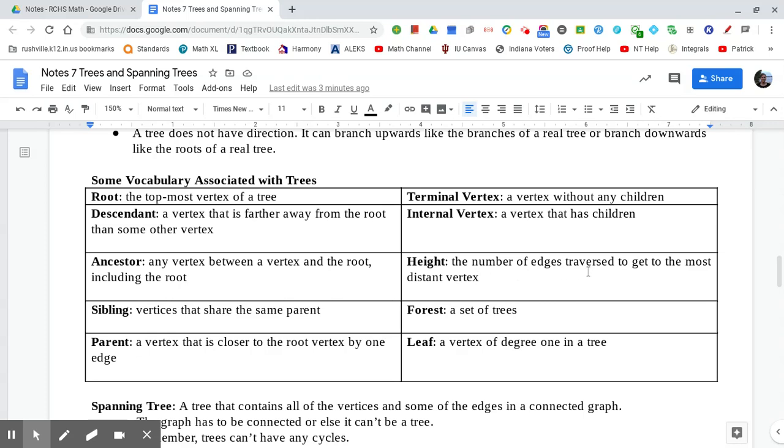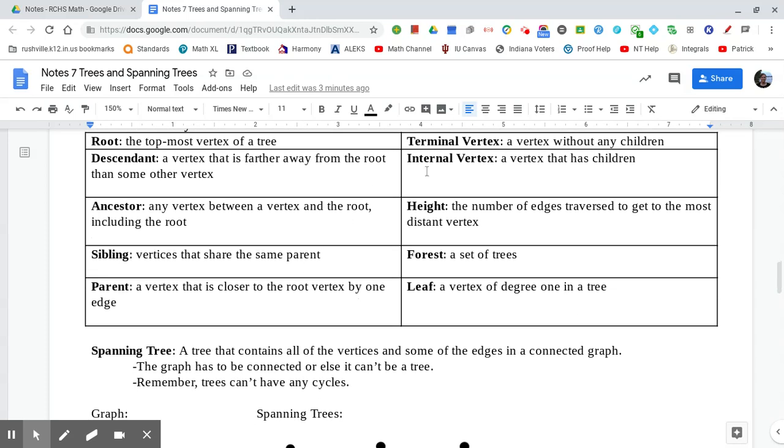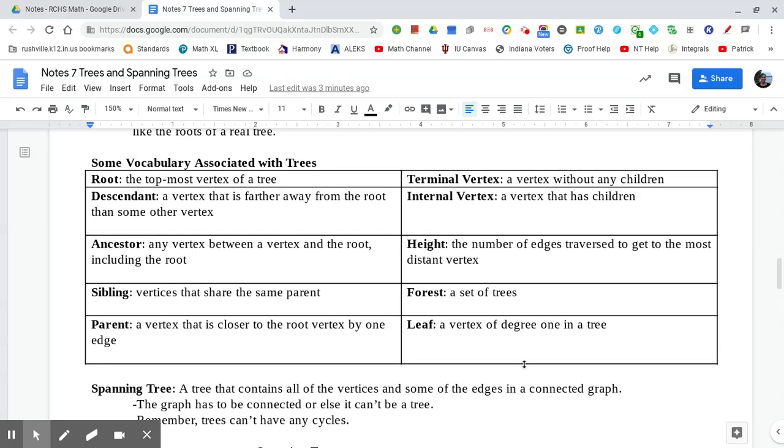Height is the number of edges traversed to get to the most distant vertex. Forest is a set of trees, and a leaf is a vertex of degree 1 in a tree. All right. So again, you don't have to have that memorized. I just included it because I found it interesting. So you can pause the video and read through it a little bit more. I went through that very fast.